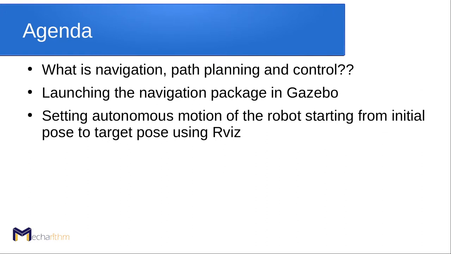So what are we going to do today? Today we're going to get introduced to some terms like navigation, path planning, and control. We're going to launch the navigation package in Gazebo, so that will be a direct implementation of these terms. And we're going to set autonomous motion of the robot starting from some initial pose or target pose using RVIZ.